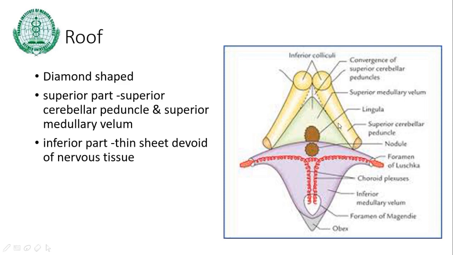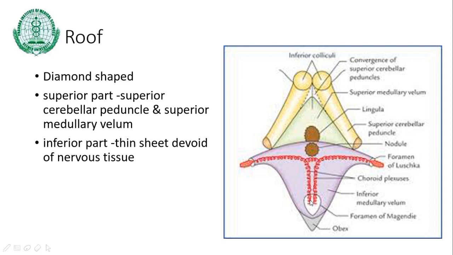The superior medullary velum is formed by nervous tissue. It covers the superior part of the roof of the ventricle, where it is related with the lingula of the cerebellum. The inferior part of the roof, for most of its extent, is formed by a non-nervous thin sheet, which is formed by the ventricular ependyma and a double fold of the pia mater.